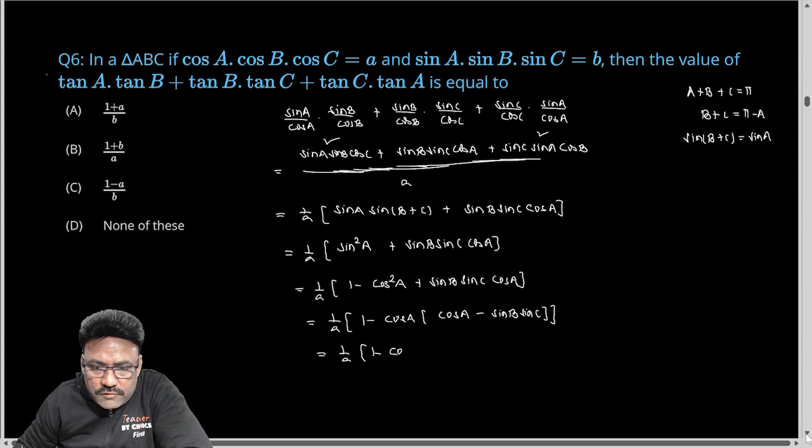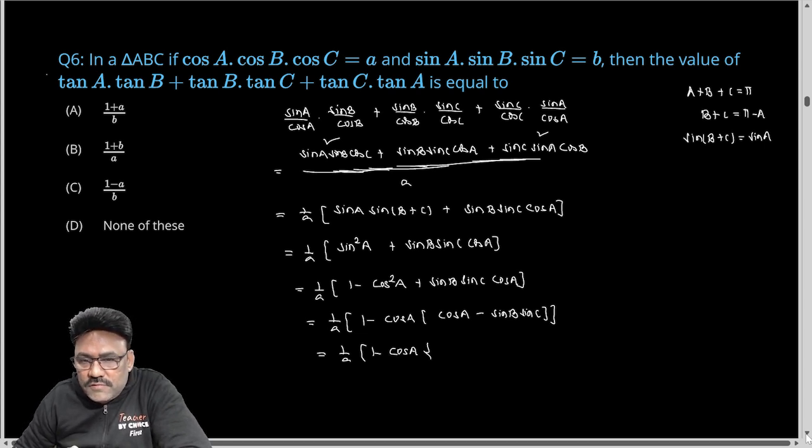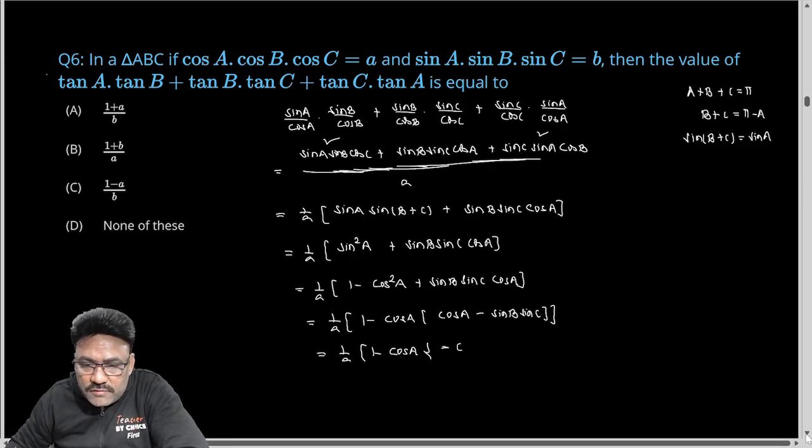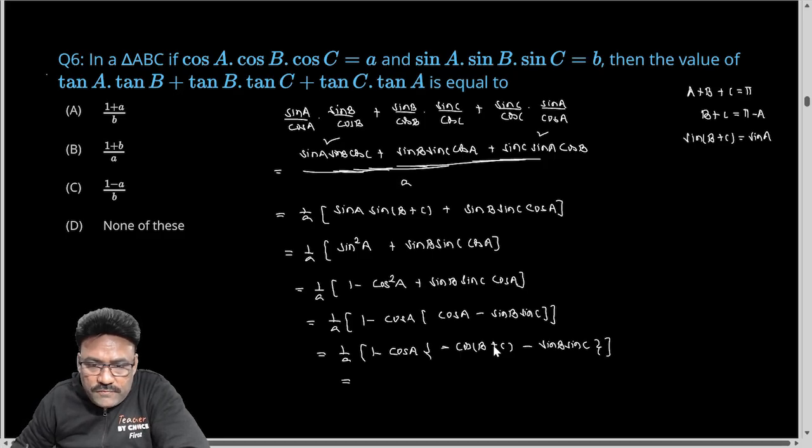1 minus cos A. Now this cos A can be written as, A can be written as pi minus B plus C. So this cos A can be written as minus cos B plus C minus sine B sine C. Now it is 1 by A. 1 plus cos A.